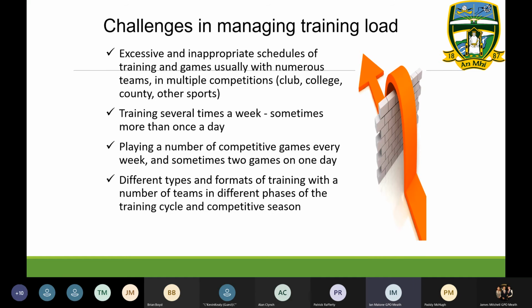Next point is different types and formats of training with a number of teams in different phases of the training cycle and competitive season. Me personally, not having played soccer in a while, but as far as I recall, usually the soccer season is quite different from the football season. Soccer is often played during the winter months, while Gaelic football and hurling usually aren't. So again, you could be at different phases. If you remember the graph I was talking about earlier, at the start of our pre-season phase, our training volume is high, but our intensity is low.